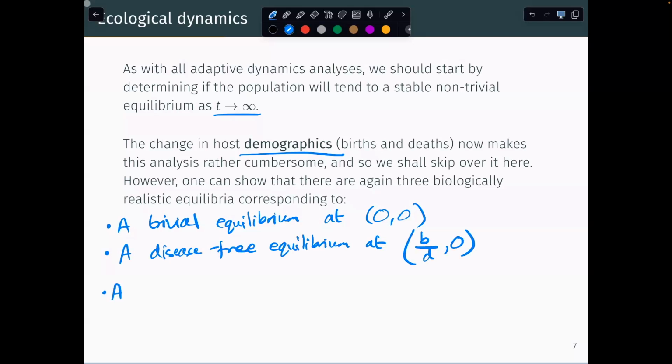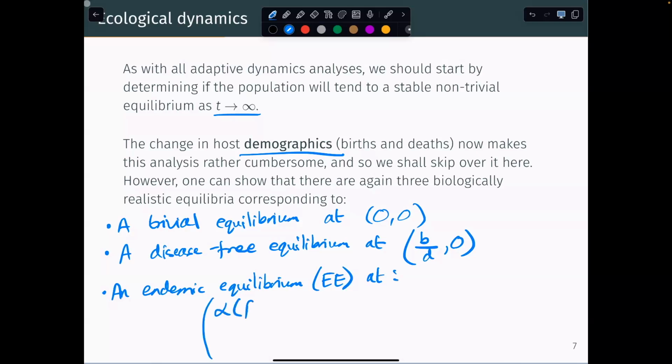And then we also have an endemic equilibrium, which I refer to as EE. This one's a little bit more complicated. Don't worry too much about writing this down. I'm writing this down just so we can refer back to it later. This is for our susceptible class here, and our infected class.